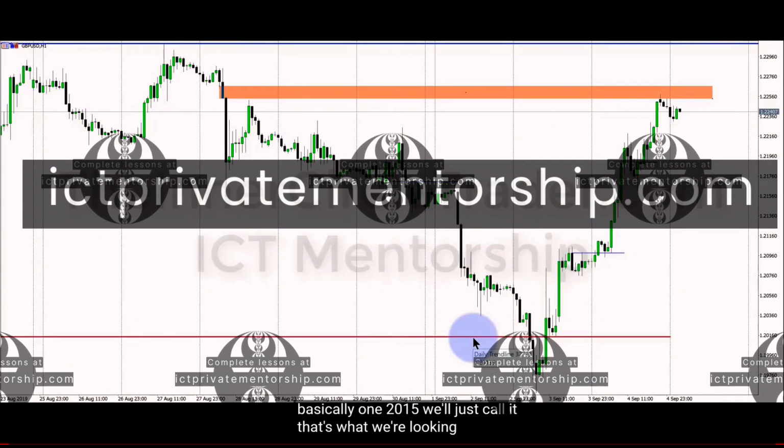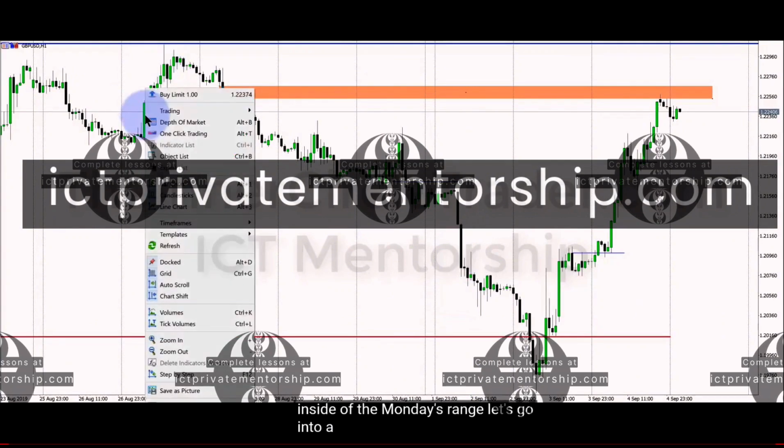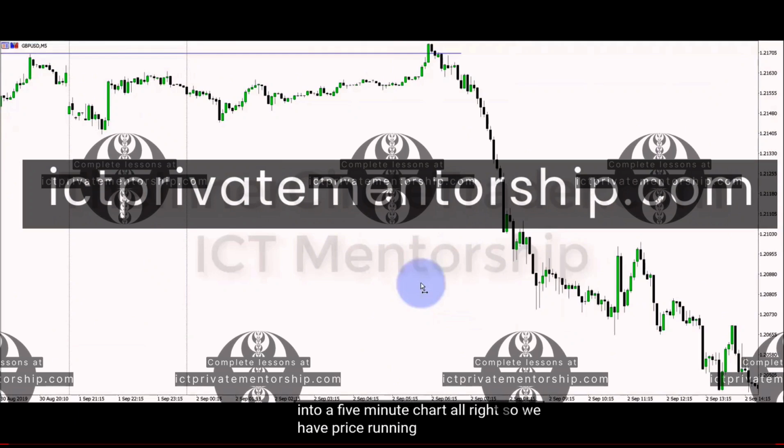That's what we are looking for as the draw on liquidity, and the liquidity below that, because the old daily low, it's not going to be 10, 20, 30. It's going to be a more significant run below that because it's a daily chart. Inside of Monday's range, let's go into a 5-minute chart. All right, so we have price running into a Judas swing, old high, buy-side liquidity pool, and we wait for price to create a displacement.